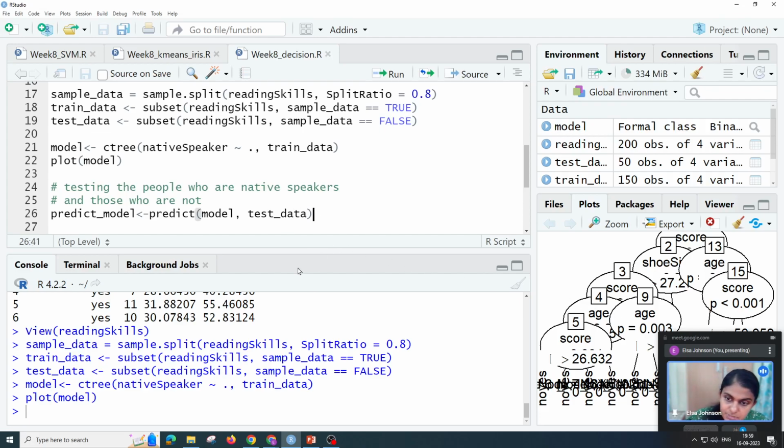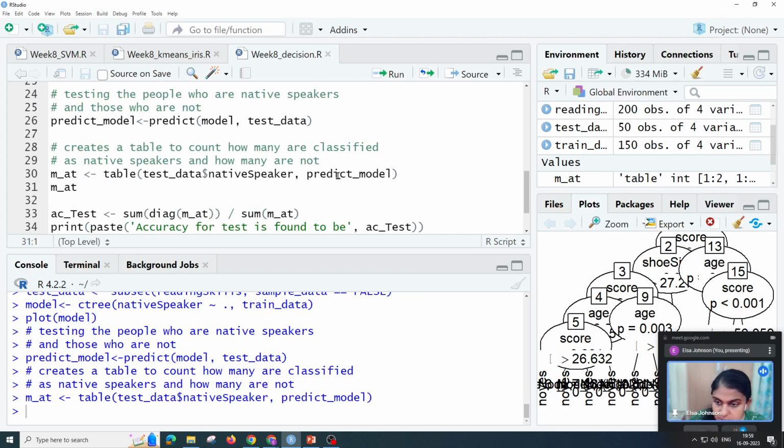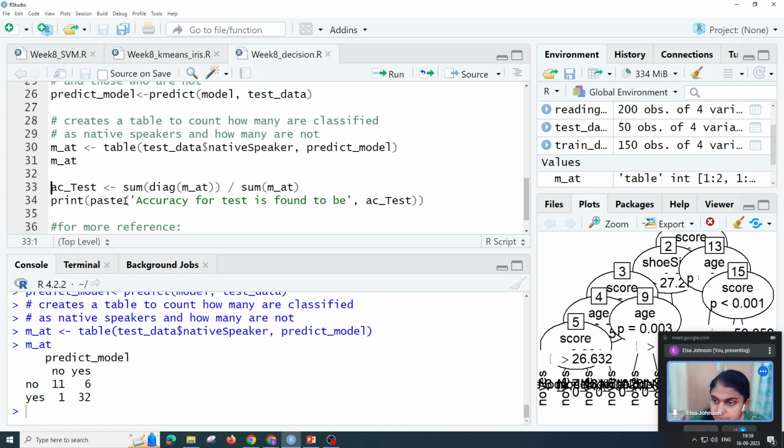Now using that particular model we'll be predicting on the test data, and this table will form the confusion matrix. Predict model is here, and test_data$native speaker will give you the target column and mapped. So here these are the true negatives and true positives, which are correctly classified, and these are the misclassifications.